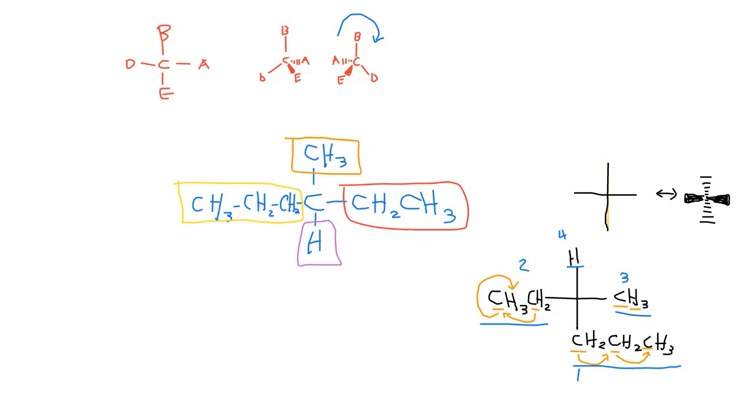And I'm just going to draw a circular arrow, starting with the 1 and moving around to 2 and then 3. Now, if the arrow is moving in a clockwise direction, that is going to be R. So this is actually an R compound. If it was moving in a counterclockwise direction, then it would be S. So this one is R.